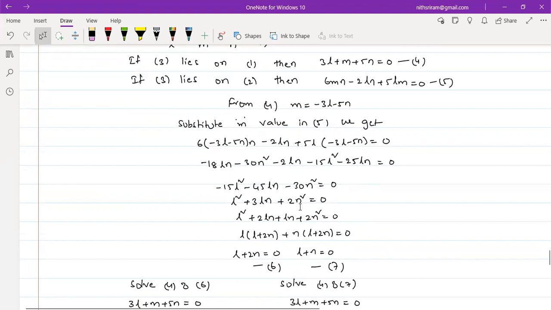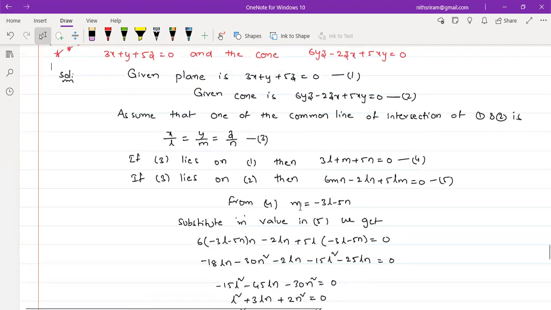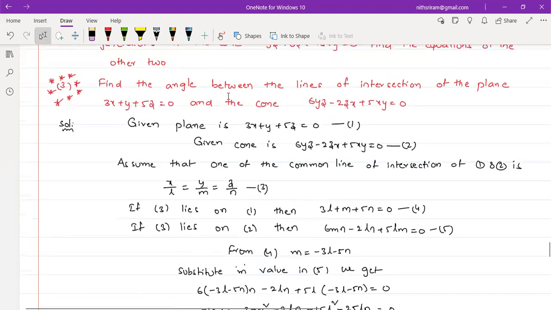Okay, the same work is to be done in problem 3. But here the question is, we have to find the angle between the lines of intersection of the plane and the cone. Here we need not find the three mutually perpendicular generators, but we have to find two generators. Why? Because we have to find the angle between the lines formed by the intersection of the plane and the cone. So first we have to find the two lines.